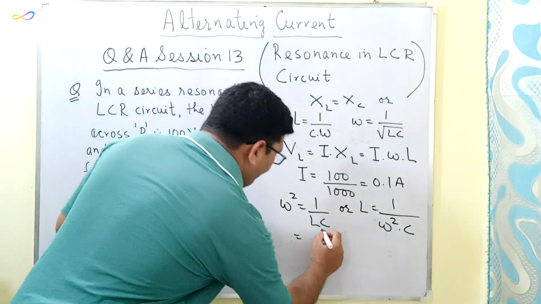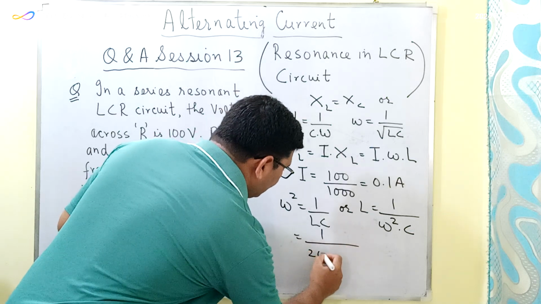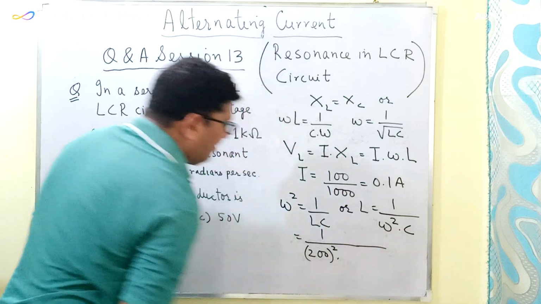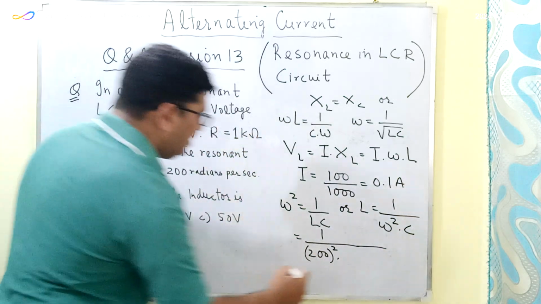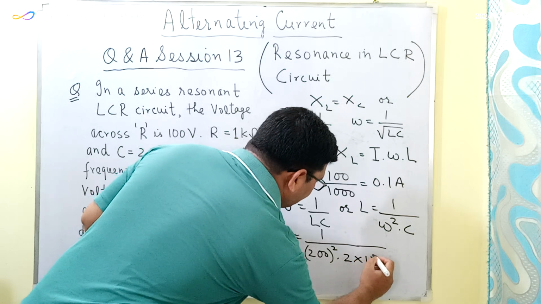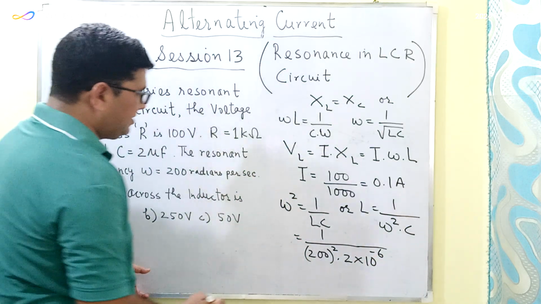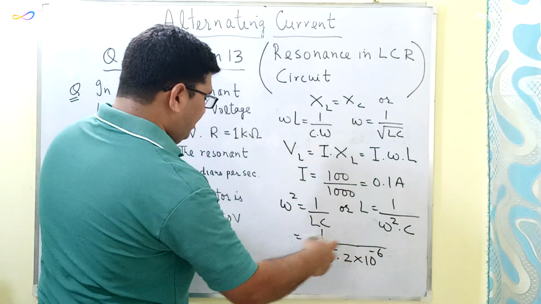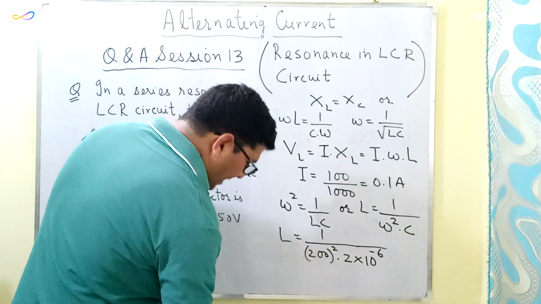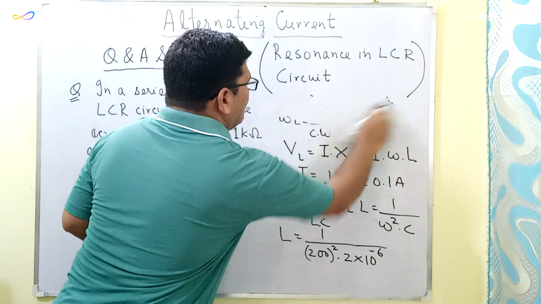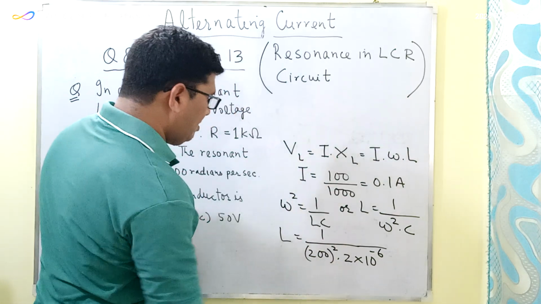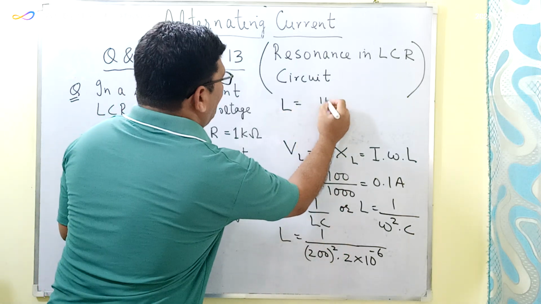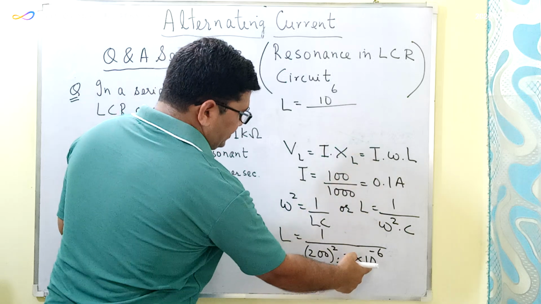Now omega is equal to 200, so 200 whole square multiplied by the capacitance of the capacitor, which is equal to 2 microfarad in this question. I will be converting it into farad, so this will be equal to 2 into 10 to the power minus 6. So from here, the value of this inductance L will be equal to 10 to the power 6. This is 10 to the power minus 6.